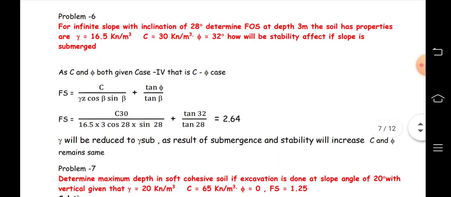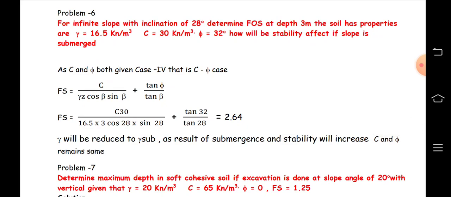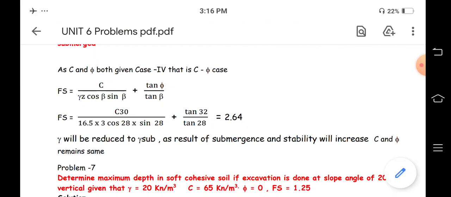Next is problem number 6, that is, for an infinite slope with an inclination of 28 degree, determine the factor of safety at a depth of 3 meter. The soil properties are gamma equal to 16.5 kilonewton per meter cube, c equal to 13 kilonewton per meter cube, phi equal to 32 degree. How will the stability be affected if the slope is submerged?